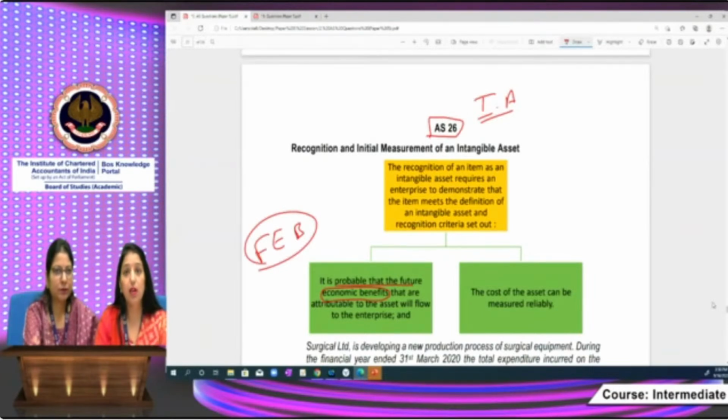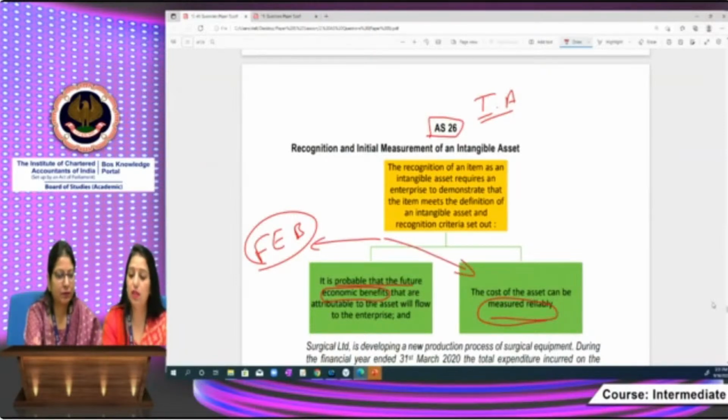And the next one is that the cost related to the item can be measured reliably. So if we are incurring a cost for acquiring any intangible asset, the benefit of which will not accrue for more than one accounting period, then we cannot book it as an intangible asset. To book any item as an intangible asset, it has to satisfy both these conditions. Its cost should be measured reliably and there should be a future economic benefit. Only then can we recognize it as an intangible asset.